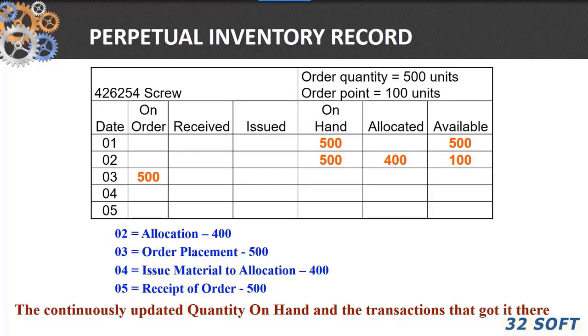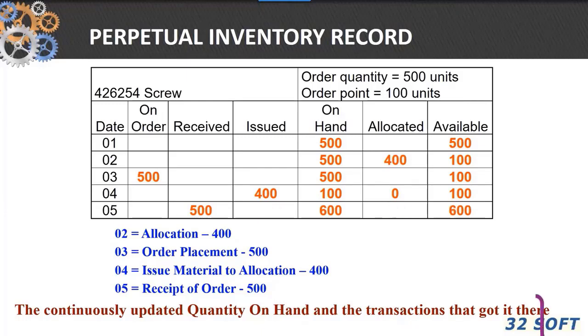We're going to order in period 3, 500. The on hand still is 500. The availability is still 500, and now we're going to issue 400 from inventory. So our on hand goes down to 100. Our allocations now go back to 0, and our available is 100. And so now we're going to receive the 500 we ordered. Our inventory goes back up to 600, and now our available is 600.